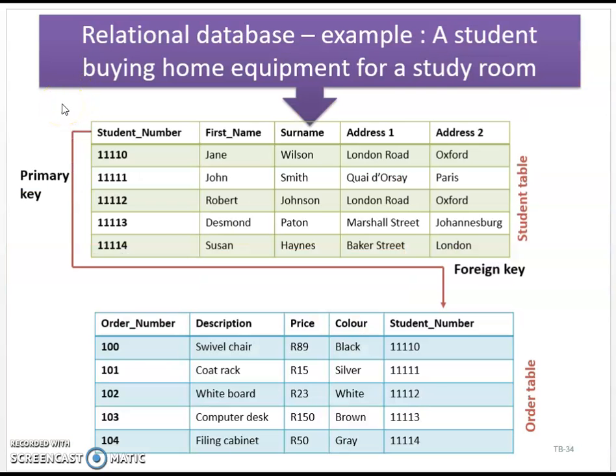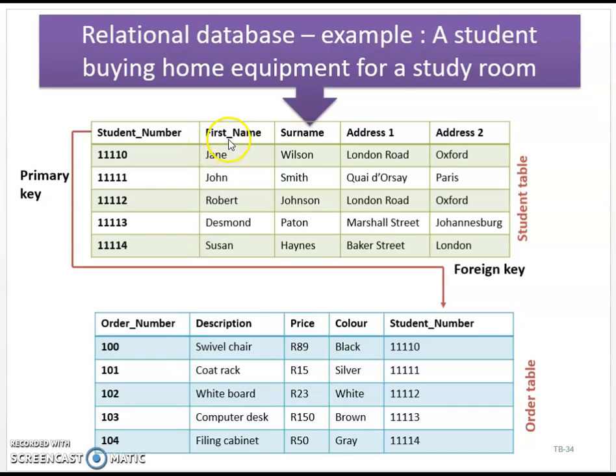Let's look at this example where a student is buying home equipment for their own study room. We have a student table. We start with the student number, which is the primary key. This means that if we're looking for information in a row, for instance, Robert Johnson's information, if we enter the student number, which is 11112, we should be able to retrieve all the information about Robert Johnson. This primary key is used as a unique identifier and there is no duplication.